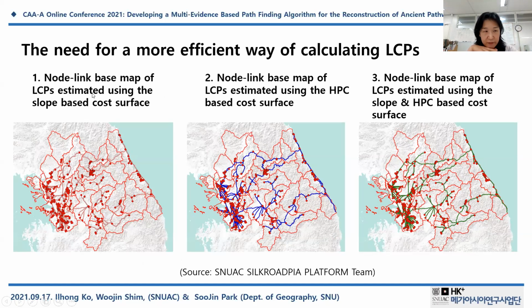And as I mentioned earlier, because we had 3 different types of cost surfaces, we ended up creating 3 different types of node link base maps. As you can see here to your left, this one is the node link base map of the least cost paths estimated using the slope-based cost surface. The second is the same, but estimated using the hill slope position classification based cost surface. And then the third is the node link base map using a combination of the 2 cost surfaces.